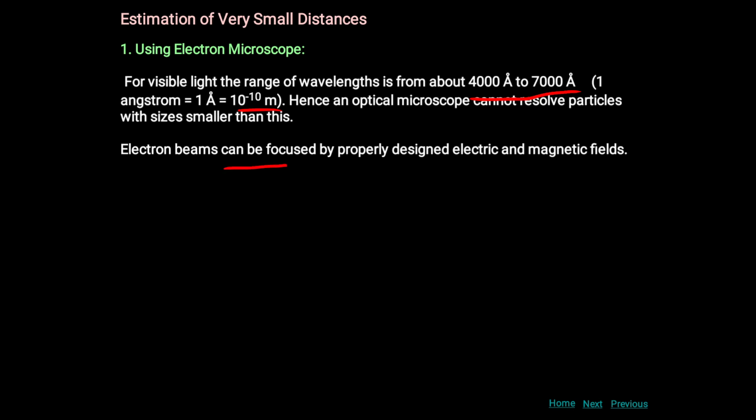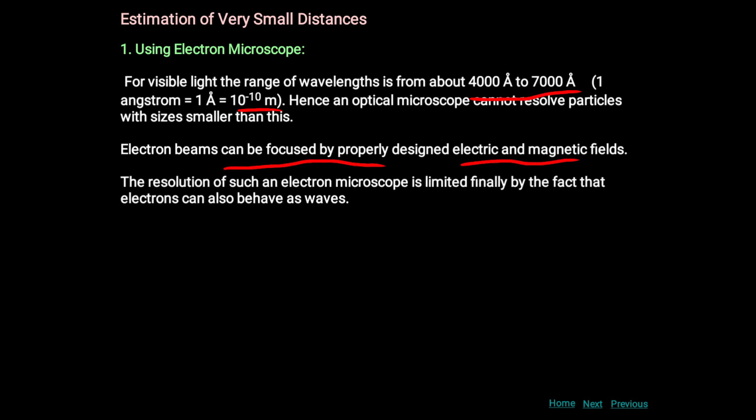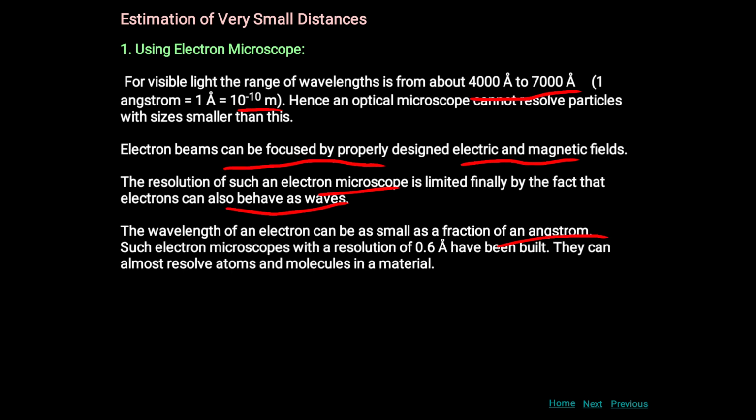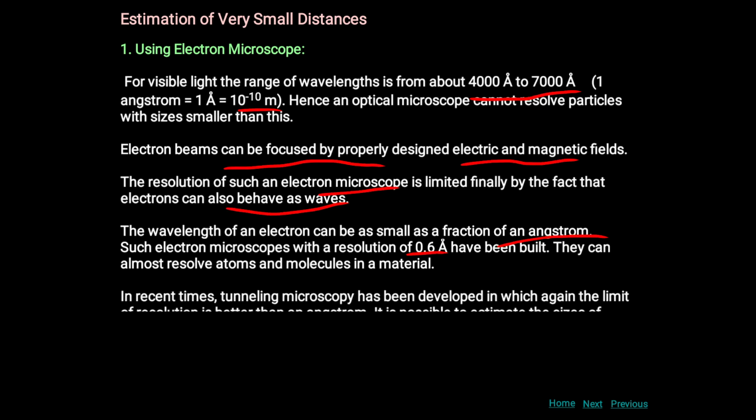Electron beam can be focused by properly designing the electric and magnetic fields. The resolution of such an electron microscope is limited. Finally, the fact that electrons can also behave as a wave. The wavelength of an electron can be as small as a fraction of an Angstrom. Such electron microscopes with resolution of 0.6 Angstrom have been built. They can almost resolve atoms and molecules in a material.